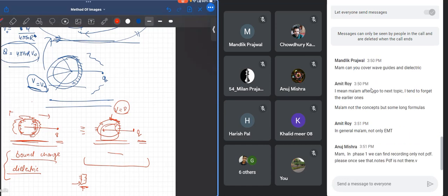In which topic do you encounter long formulas? There are some long formulas in mathematical physics. Otherwise, there is not much.